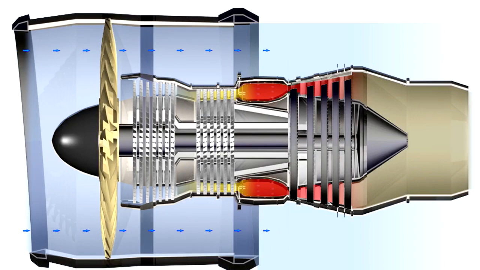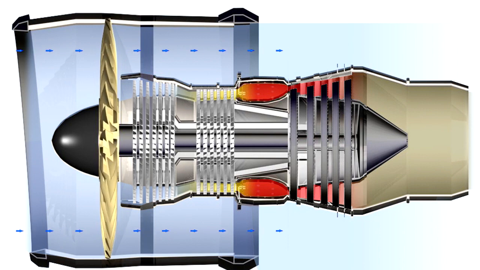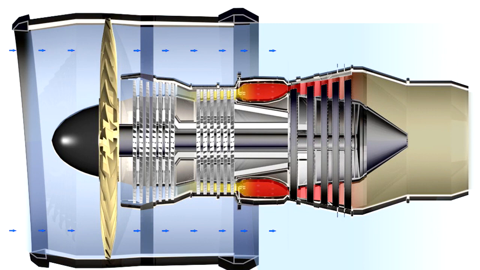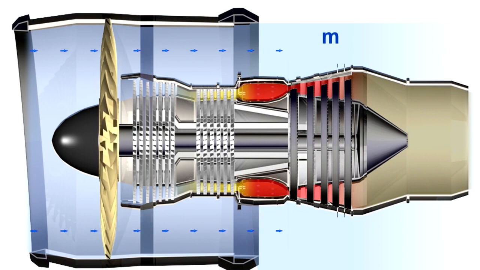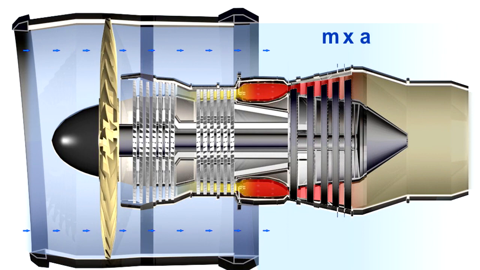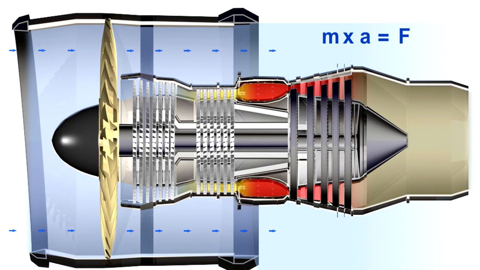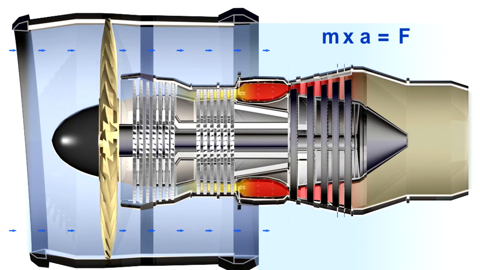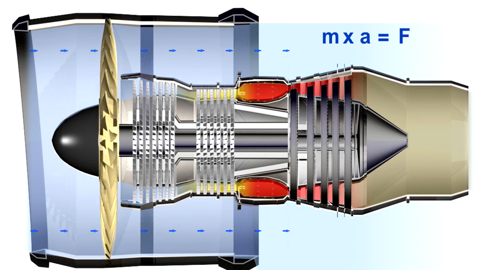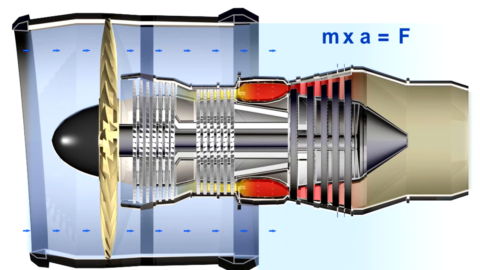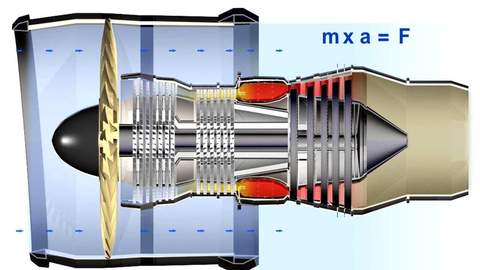The basic concept of the modern jet engine is that it draws a large mass of air through its intake and accelerates it, and finally ejects it. The principle involved here is mass multiplied by acceleration produces a force. This is an adaptation of Newton's second law of motion. The greater the acceleration of air, or the greater the mass of air, the greater the thrust force produced.